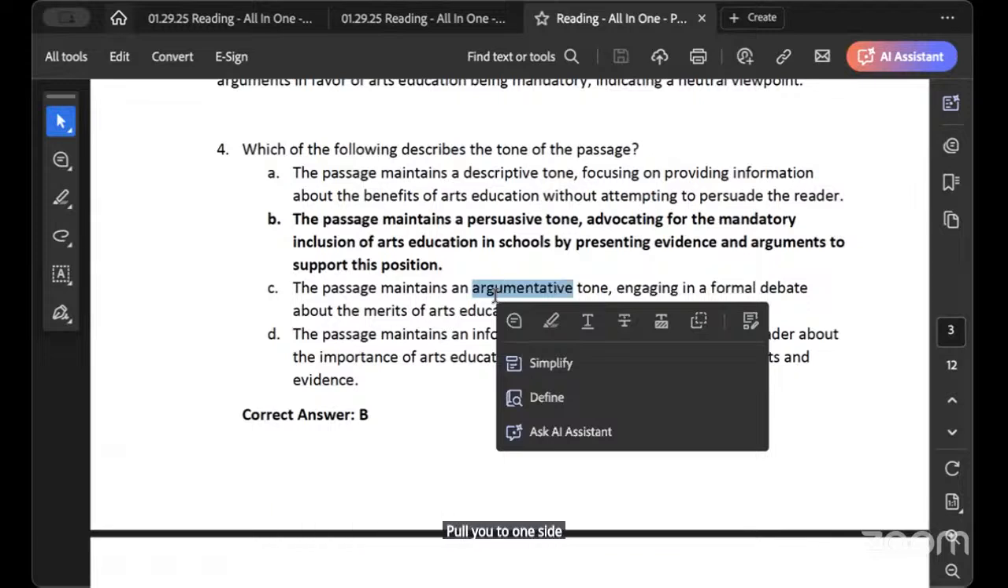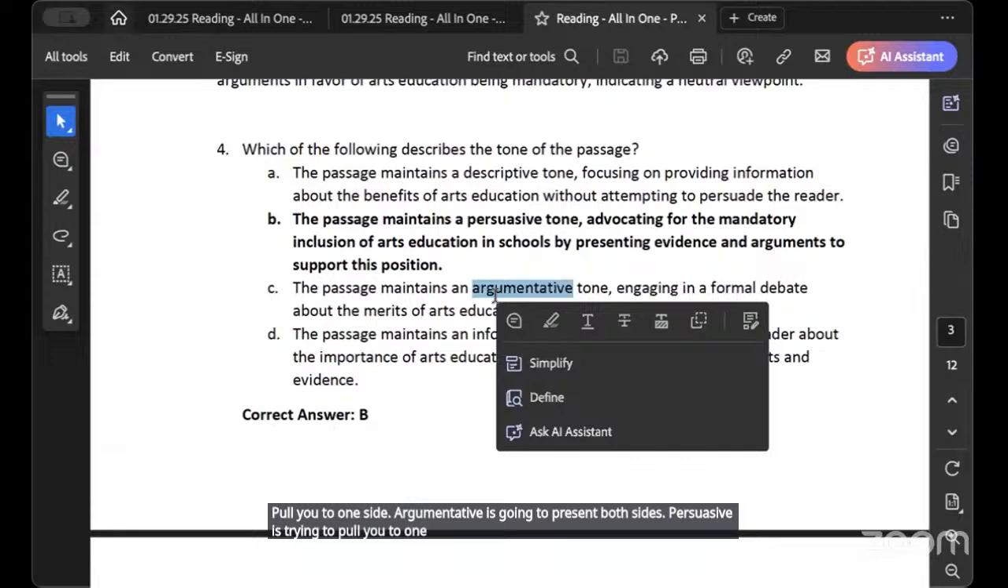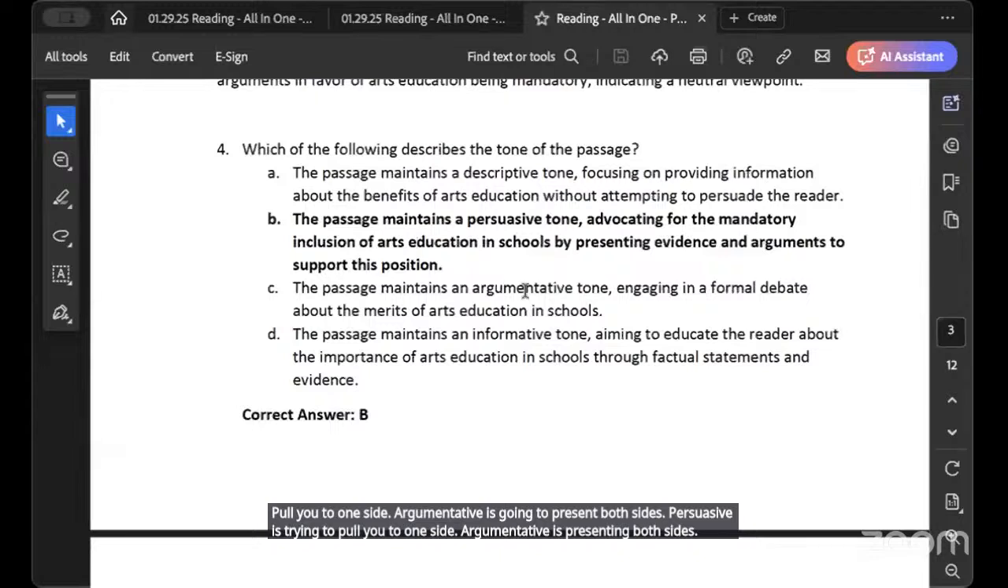Argumentative is going to present both sides. Persuasive is trying to pull you to one side. Argumentative is presenting both sides. So that's a big difference in that wording right there.